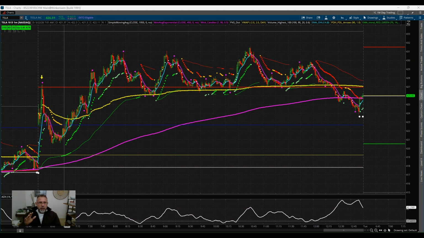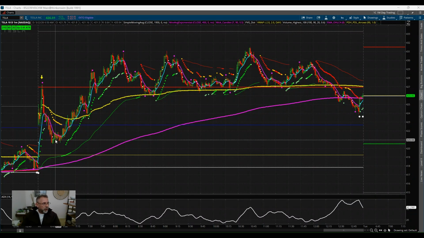So the names, I've already picked the names that I trade, so I don't have to worry about that during the day. I also have my identification system, which is the ADX, which tells me which stocks I should be looking to trade at any point during the trading day. And then my job is to look at the chart and decide whether it's bullish or bearish.